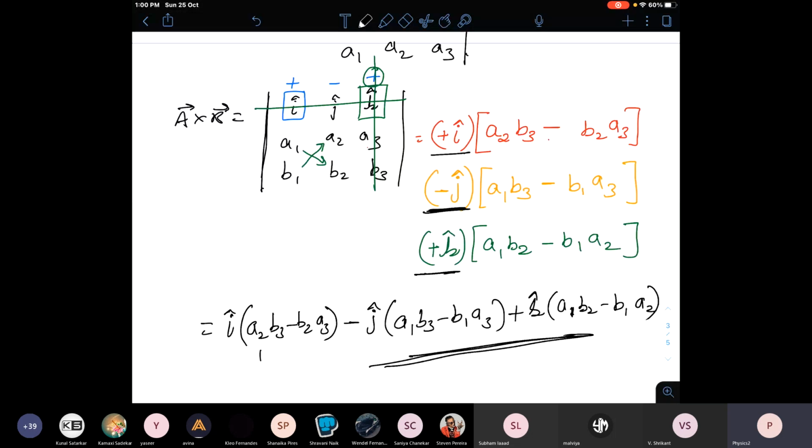You can check here, you have 6 terms in this, and by the basics we were also getting 6 terms. So this is how you open determinants. This is how you calculate determinants for finding cross products.